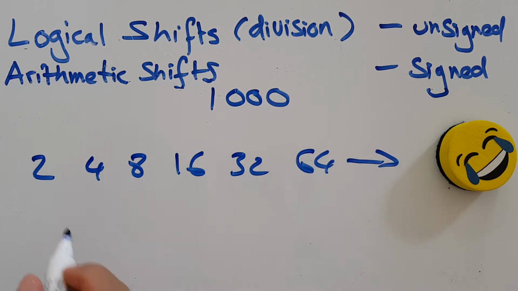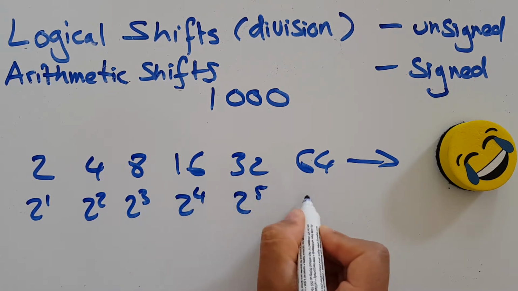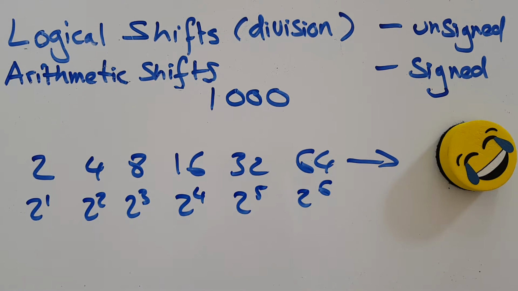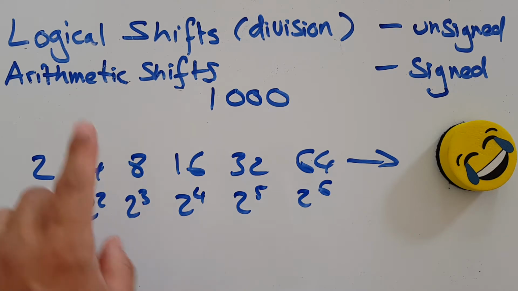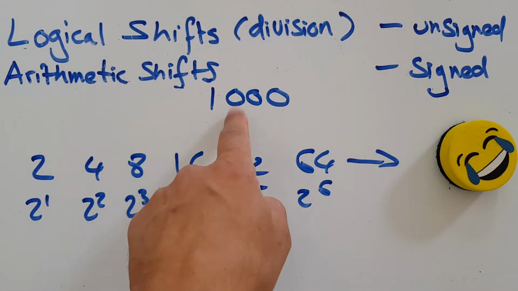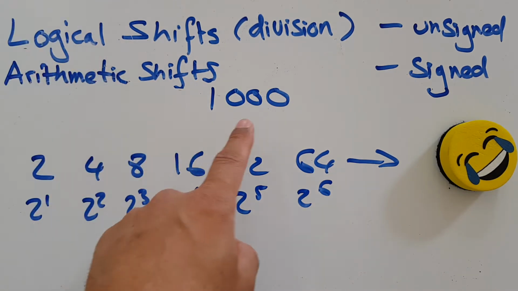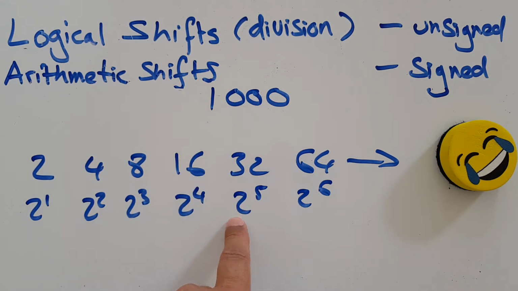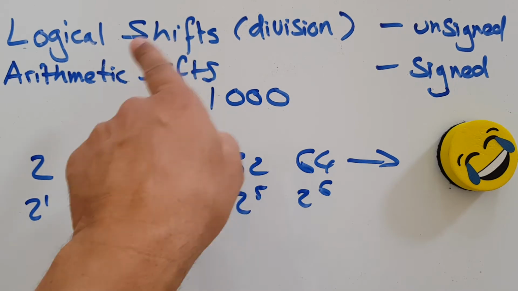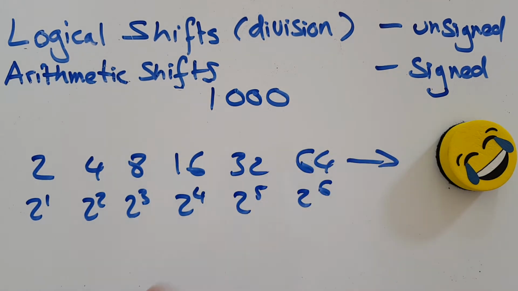So these are all numbers that are powers of 2. So that's 2 to the 1, 2 to the 2, 2 to the 3, 2 to the 4, 2 to the 5, 2 to the 6, and so on. Okay, so 2 times 2 is 4, 2 times 2 times 2 is 8, and so on. So logical shifts and arithmetic shifts allow you to take a binary number, perform either multiplication or in this case division, allows you to divide them by powers of 2. Why would you have two systems that allow you to multiply a binary number by numbers that are powers of 2? Well, the only difference is that logical shifts work with unsigned numbers and arithmetic shifts work with signed numbers.